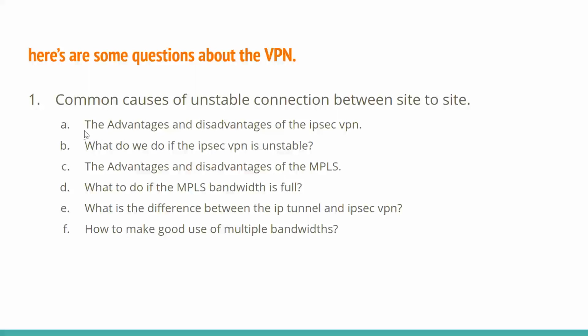So I'm going to talk about these 6 items: the advantages and the disadvantages of IPsec VPN, what to do if the IPsec VPN is unstable, the advantages and the disadvantages of the MPLS, what to do if the MPLS bandwidth is full, what is the difference between the IP tunnel and the IPsec VPN, and how to make good use of multiple bandwidths.